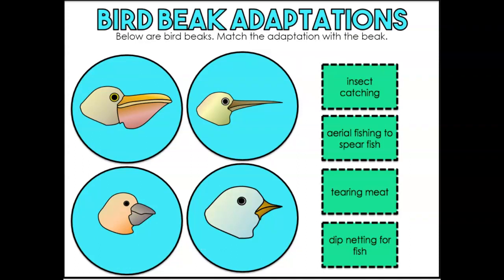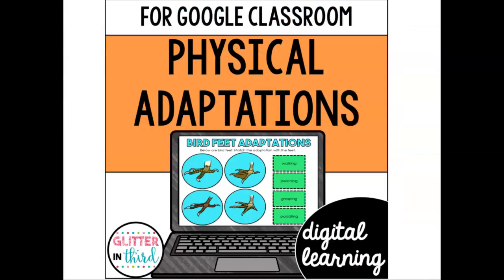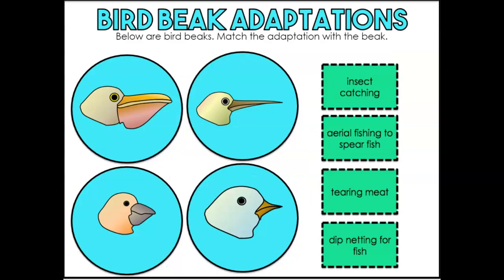Hello, third grade, and welcome back to Science for today. We're going to continue looking at physical adaptations. Remember, before we looked at behavioral adaptations and what animals do to adapt to their environment. Now we're looking at physical adaptations, what their bodies do to adapt to their environment.